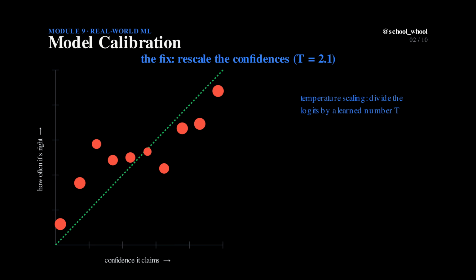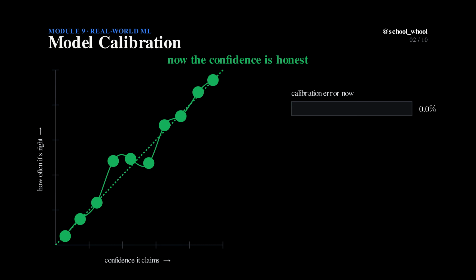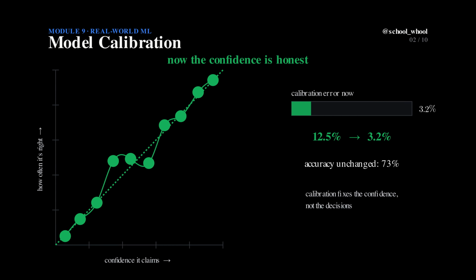Apply it, and watch the points move. They snap onto the diagonal. The confidences now match how often the model is actually right. The calibration error drops from 12.5% to 3.2%. And notice, the accuracy is unchanged, still 73%. Calibration fixes the honesty of the confidence, not the decisions themselves.